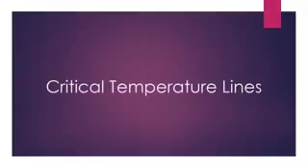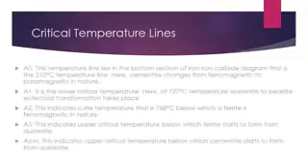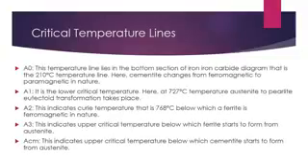Okay. Now we have ended with the transformation reactions in the Fe-Fe3C diagram. Now we will see the critical temperature lines. There are 5 temperature lines. The A0 temperature line lies in the bottom section of the iron-iron carbide diagram, that is the 210 degrees Celsius temperature line. Here, cementite changes from ferromagnetic to paramagnetic in nature.